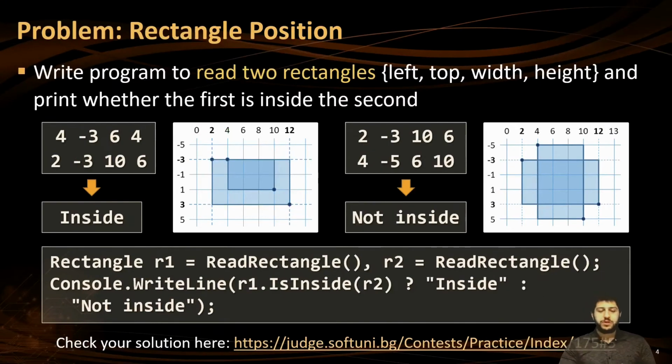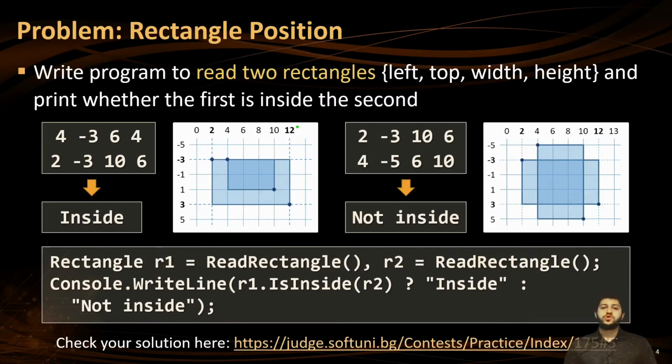So if the first rectangle is inside the second rectangle, we need to print inside. And if it's not, we need to print not inside. So how do we check whether a rectangle is inside another rectangle? We already saw that. Try to solve this problem on your own. Pause the video and try to do it yourself, because we already faced most of the knowledge required for solving this problem.